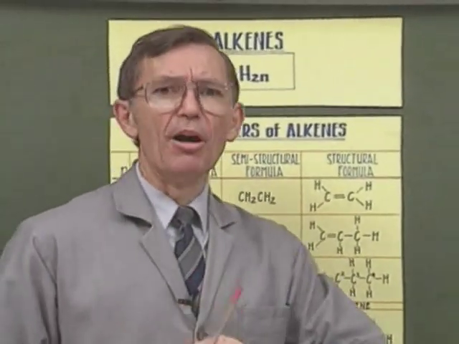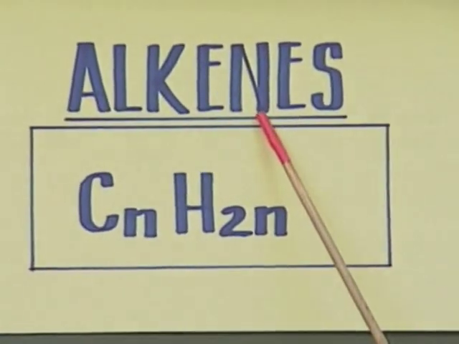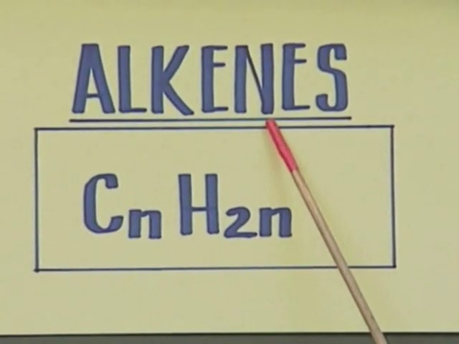The second example of hydrocarbons is the alkenes, which form a homologous series of unsaturated hydrocarbons. What does that mean?